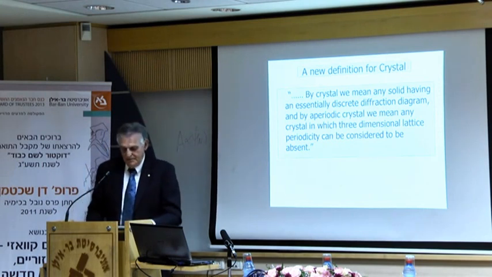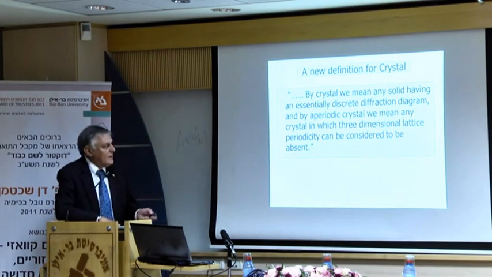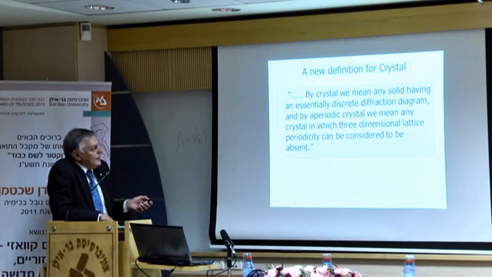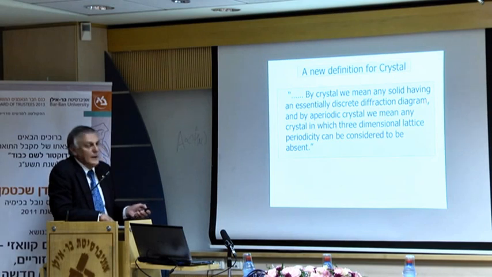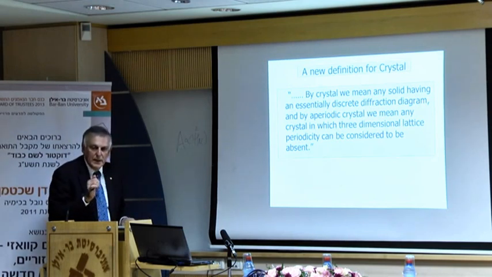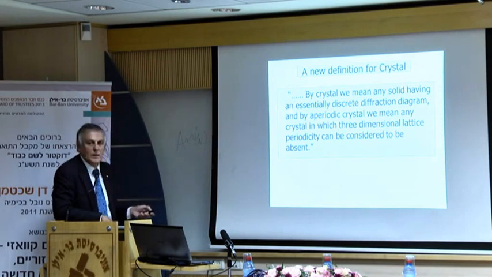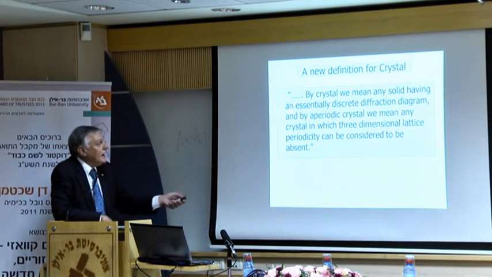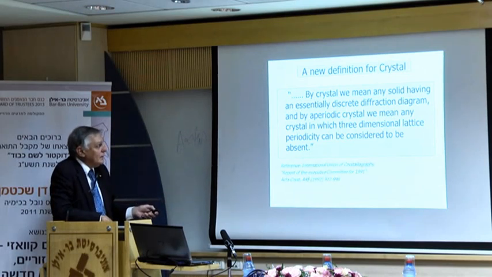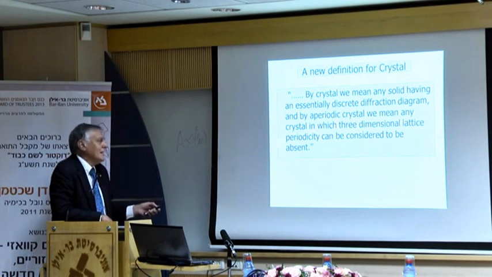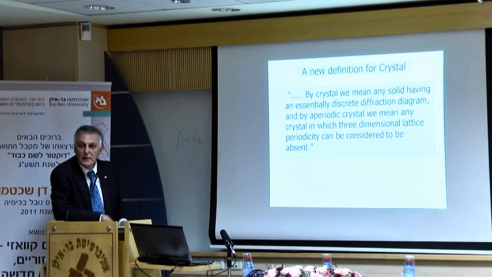Yep, let's read it. You will see. It says the following: "By crystal we mean any solid having an essentially discrete diffraction diagram." Let us stop here. It doesn't say what a crystal is. It says by crystal we mean, softly, any solid having an essentially discrete diffraction diagram. And by aperiodic crystal we mean any crystal in which three-dimensional lattice periodicity can be considered to be absent.